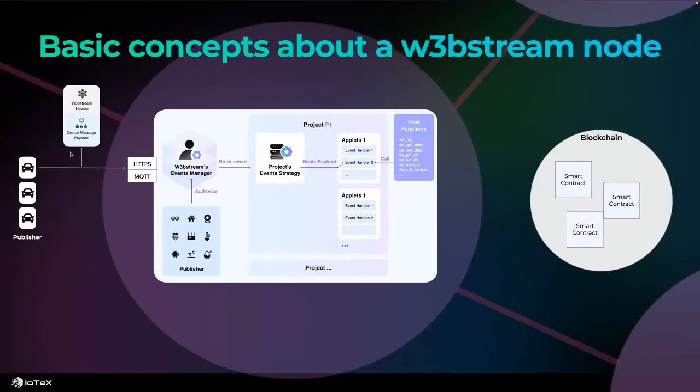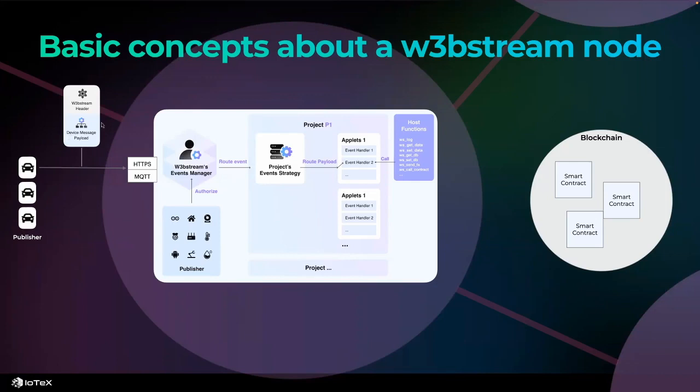As we said, we have a smart device. It's sending a message to the WebStream node. Inside this message, there is a header that's used by WebStream to authorize and route the message to the correct handler function. And then it has a payload. This one is custom, whatever you want. In our case, it contains the account where we want to send the rewards to.